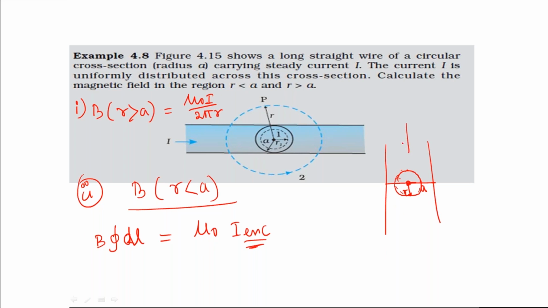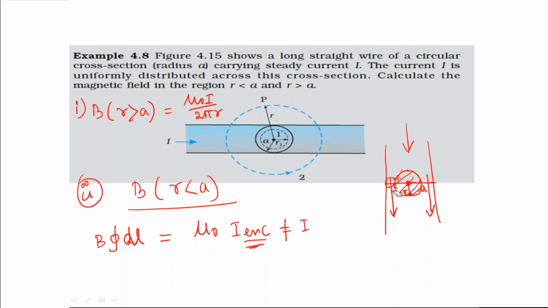Suppose the current direction is in this way. Look, current means flow of charge. So some of the charges will pass through this gap, right? That means all the charges are not passing through this particular Ampere loop. So I cannot write I enclosed as I. This is not the enclosed current by this Ampere loop. Okay.